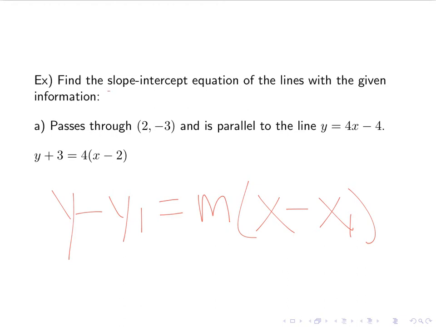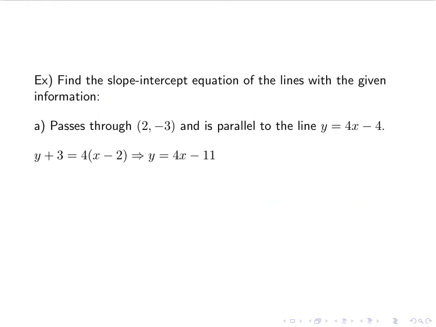The question tells me to put it into slope-intercept form. So this equation, I then have to solve for y. The first thing I would do, I kind of skipped some steps here, is distribute my 4. So I have y plus 3 equals 4x minus 8, and then subtract 3 from both sides. So that's how I get y equals 4x minus 11.